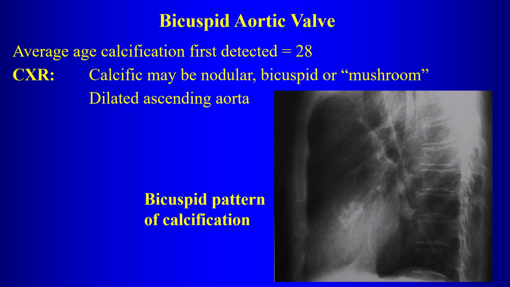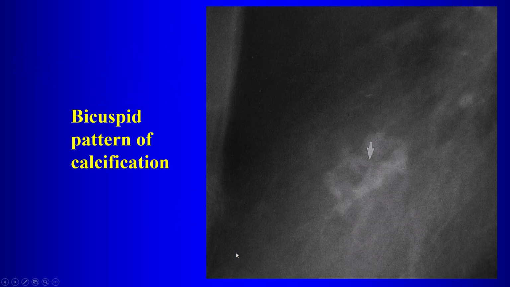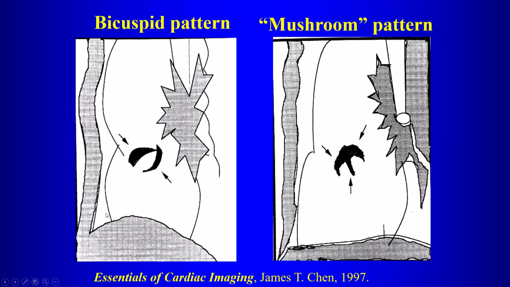These patients can have somewhat dilated ascending aorta from poststenotic dilatation of the aorta. This is an example of a bicuspid pattern of calcification. Here is a close-up on the X-ray. On the lateral view, you can see calcification along the raphe of a bicuspid aortic valve. That is a bicuspid pattern of calcification.